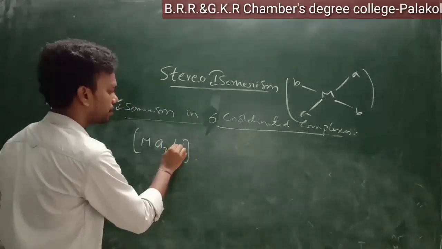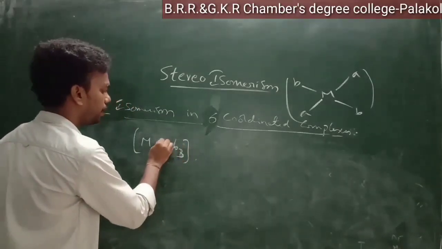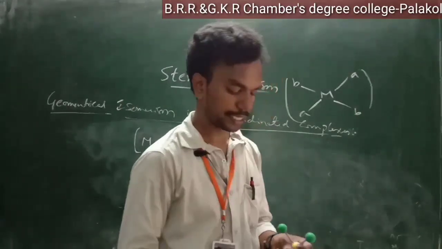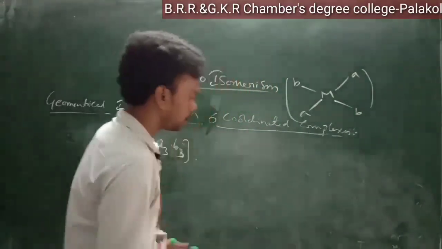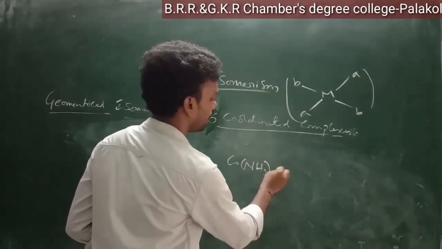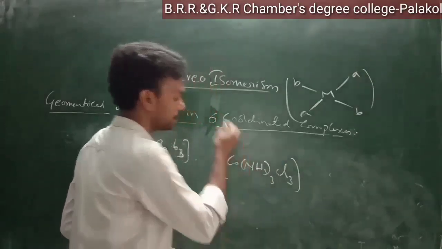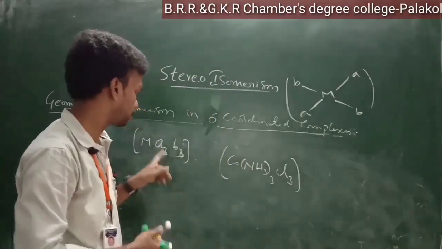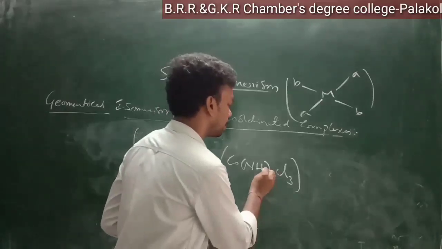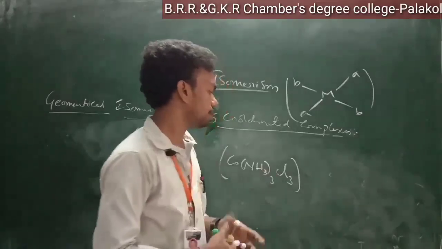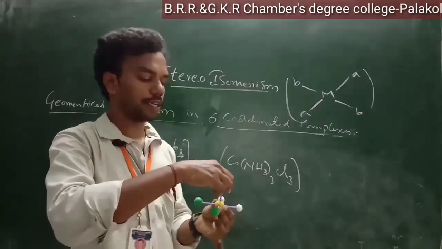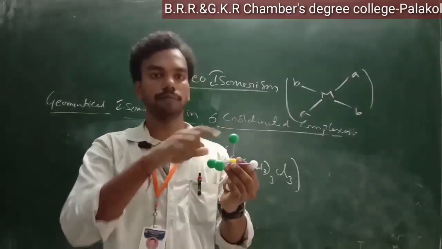Ma3B3 complexes, octahedral complex of the type Ma3B3. Three ligands are same. Okay, let's take an example. Co(NH3)3Cl3. So this is an example of this type of complex, Ma3B3. So you have three ammonia ligands and three chlorines.